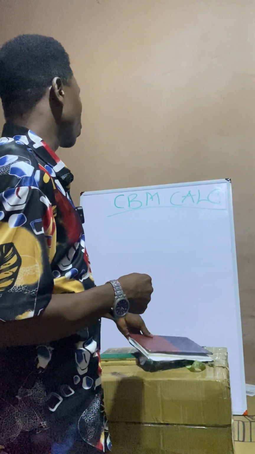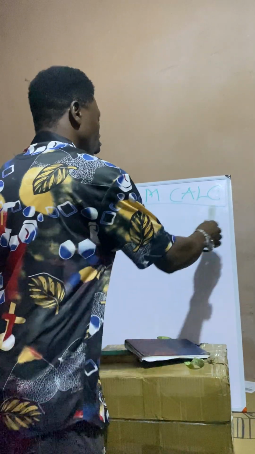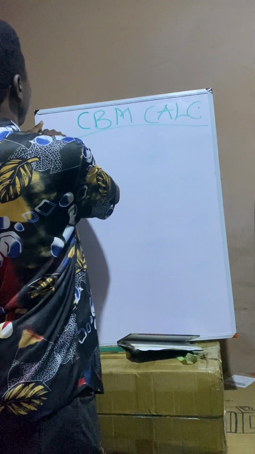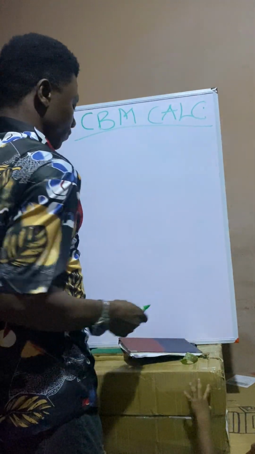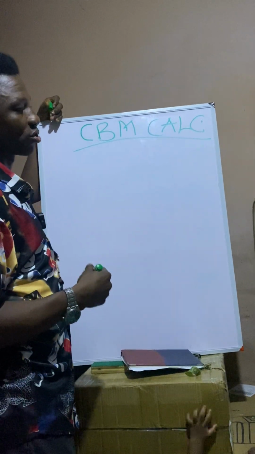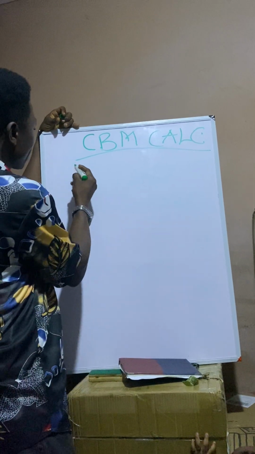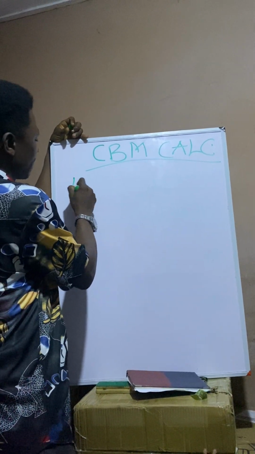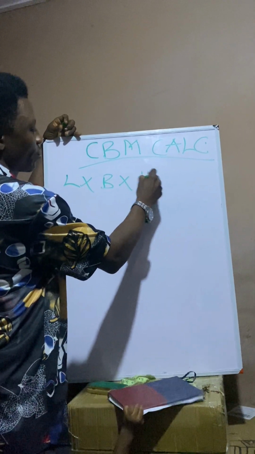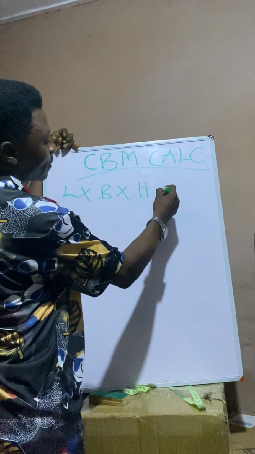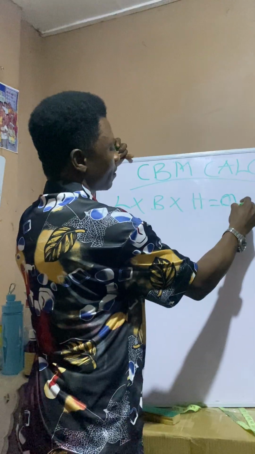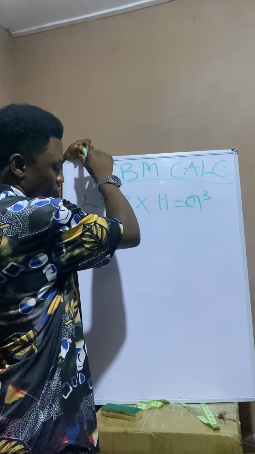To those who do not know how to calculate CBM, so this is my board. CBM is calculated from the size of the box or the item. We normally measure the length, the breadth, and the height, in cubic meters.